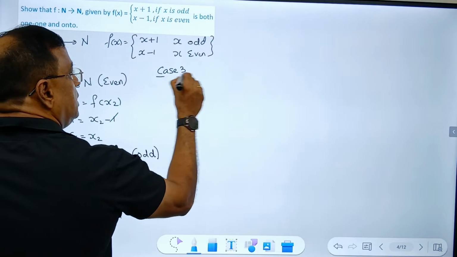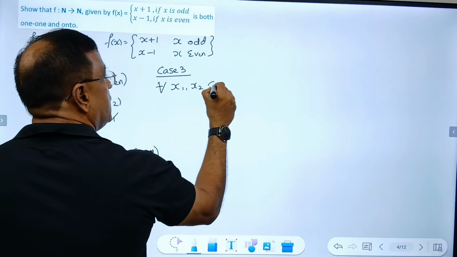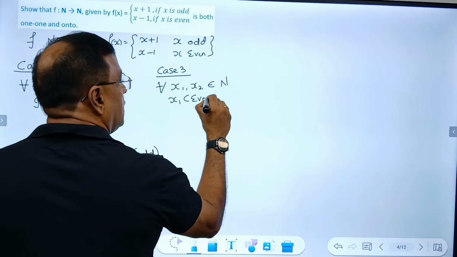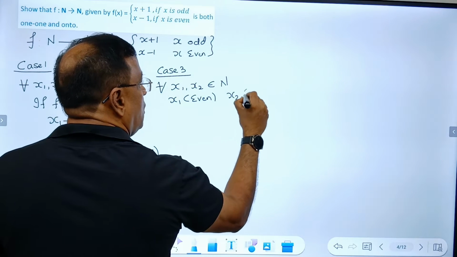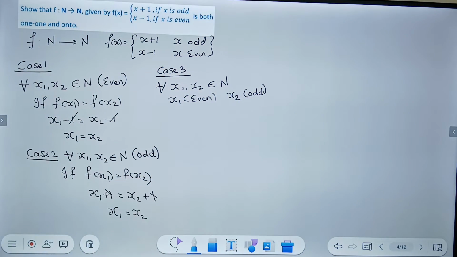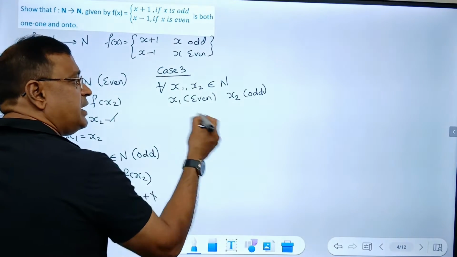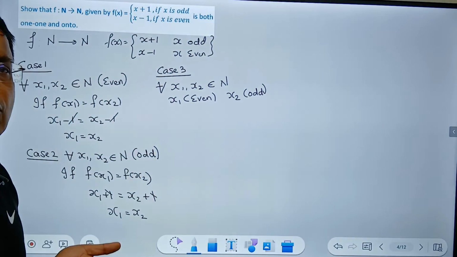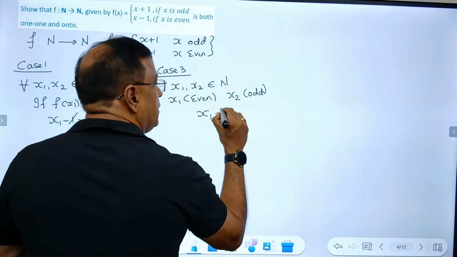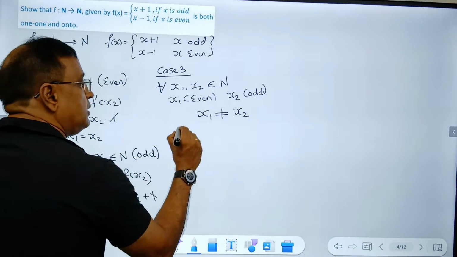Now what is case 3? For every x1, x2 belonging to natural numbers where x1 is even and x2 is odd. Now clearly it's meaningless to say x1 equals x2, because an even number cannot be equal to an odd number. So definitely x1 cannot be equal to x2.